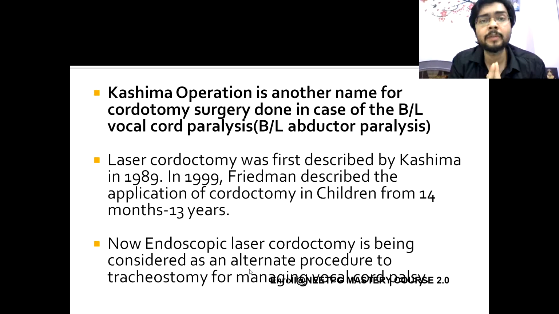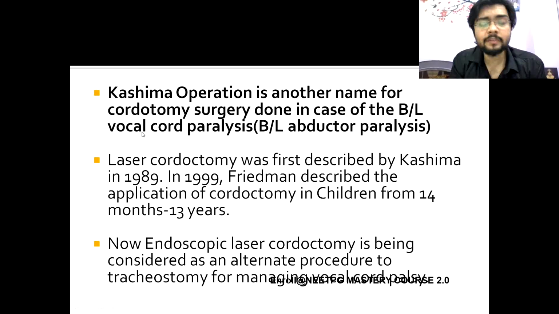That means in case of bilateral recurrent laryngeal nerve palsy, bilateral abductor palsy, where the vocal cords are opposed and the patient is not able to breathe and having stridor, initially we do the tracheostomy. Then at a later stage, when we need to remove the tracheostomy and give the patient an airway, we do a procedure called Kashima operation, where we remove a part of the vocal cord so that we maintain the airway. So laser chordotomy was first described by Kashima.